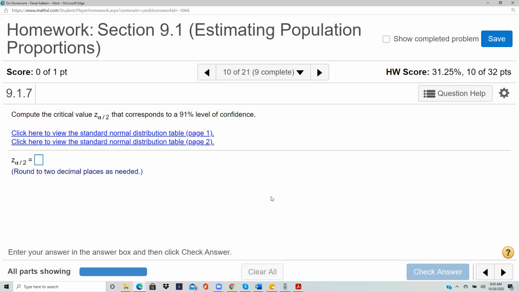Okay, compute the critical value Z alpha by 2 that corresponds to a 91% confidence level. So when you are given a confidence level, that's the middle area. And Z always calls for the normal distribution.